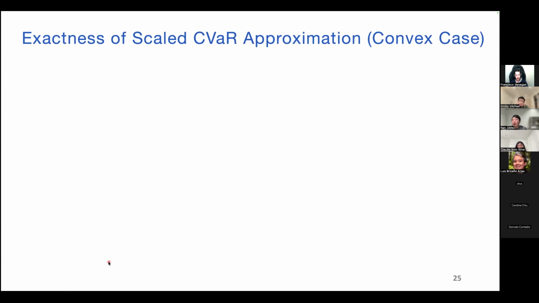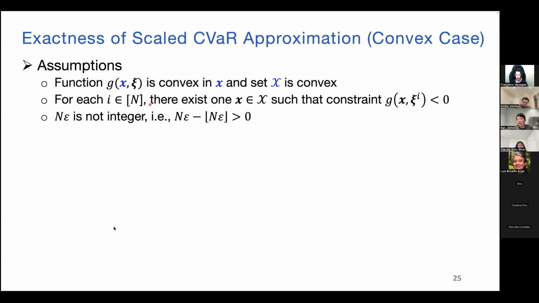So what will happen for the convex case? In the convex case, the condition is slightly simplified if the function G is convex in X and the set X is convex. Then we only need one X in the deterministic set X such that this constraint is strictly satisfied for the samples. This is the only condition we need. And we still have another condition. This condition is necessary, and we cannot relax it.